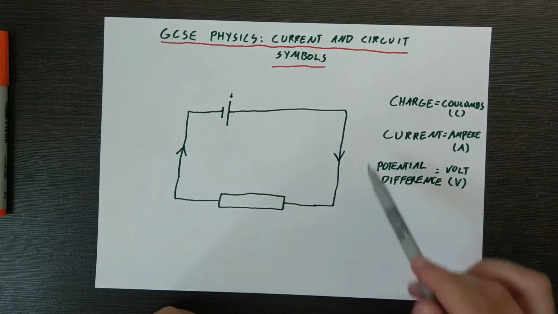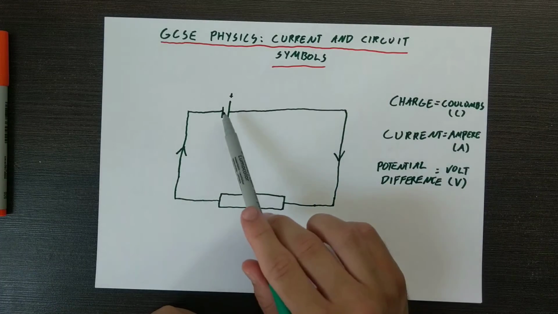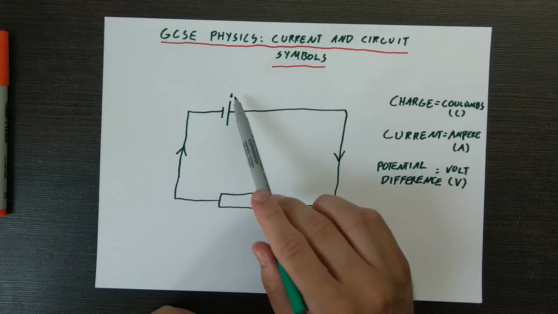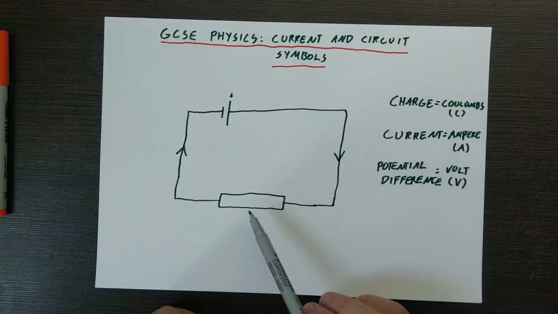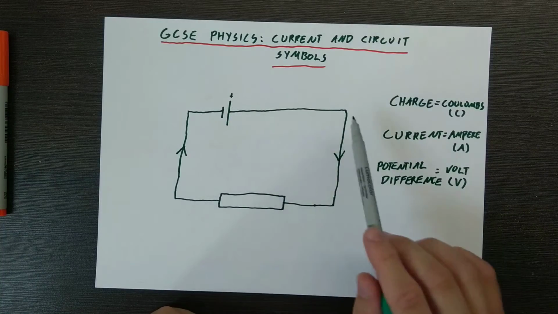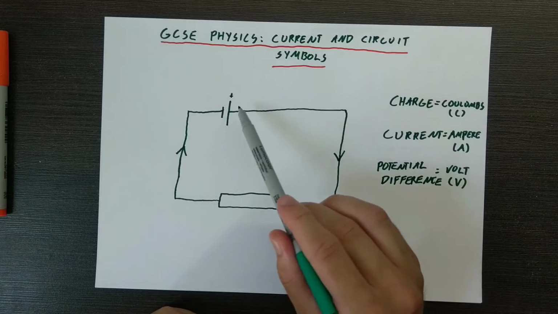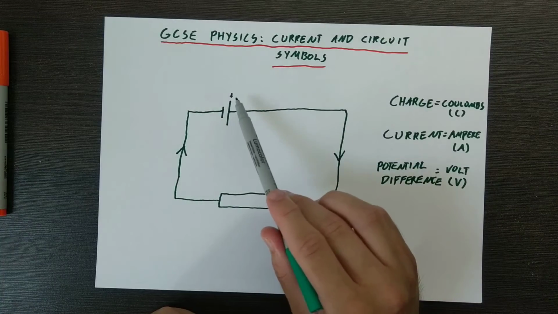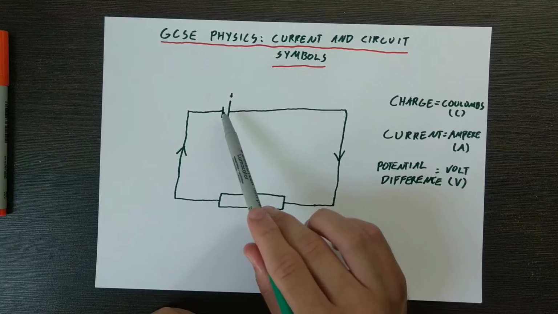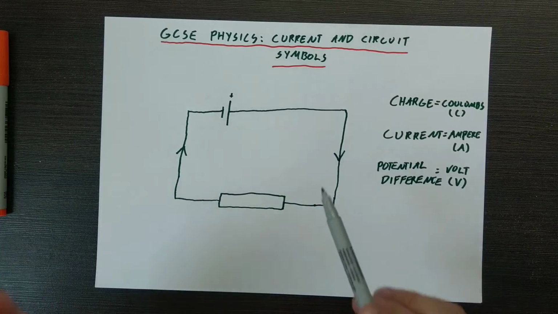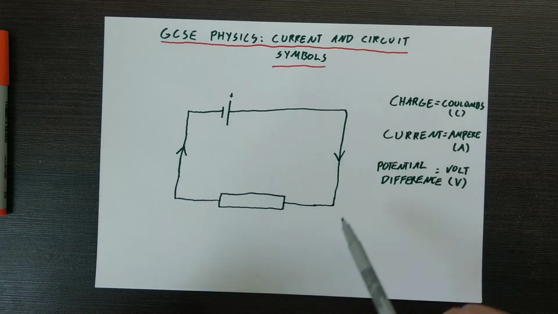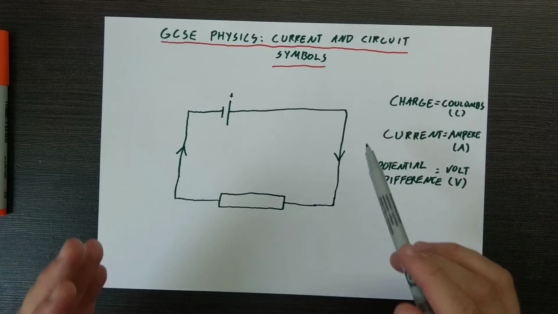First of all, here we have a circuit. We have a cell with this end being positive. We have a resistor, and we have a circuit flowing. Now, circuit always flows from the positive side of the cell to negative side of the cell. So that's how you know which way the charge in the circuit will flow.